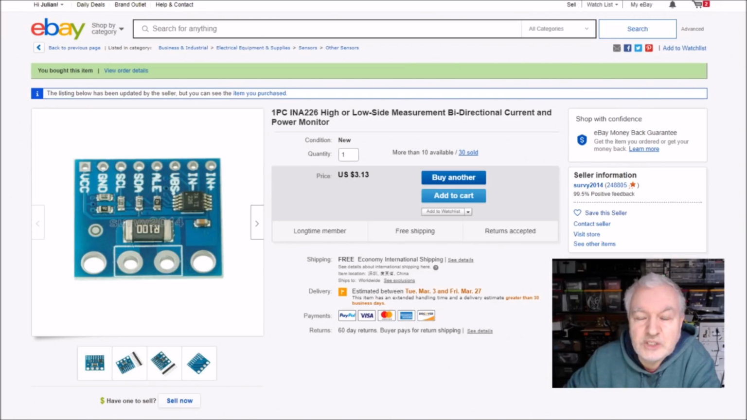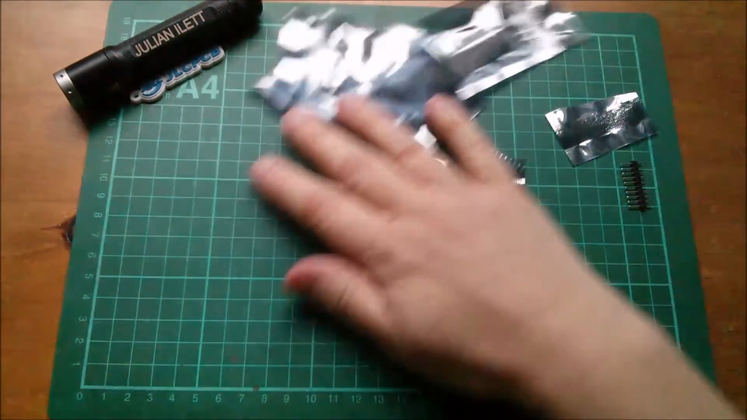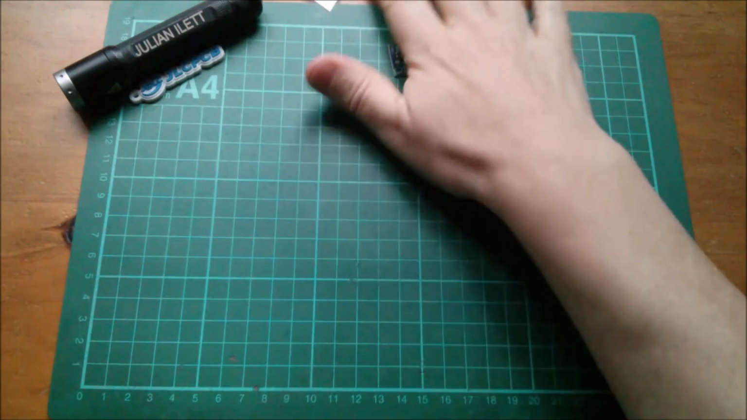Is the camera going to work today? Let's see. So one piece INA226 high or low side measurement bidirectional current and power monitor. These were $3.13 each, free shipping. And they came from Survey 2014. Okay, push those up there.